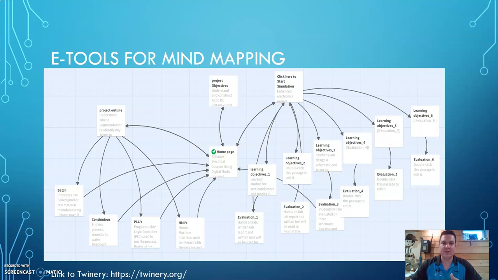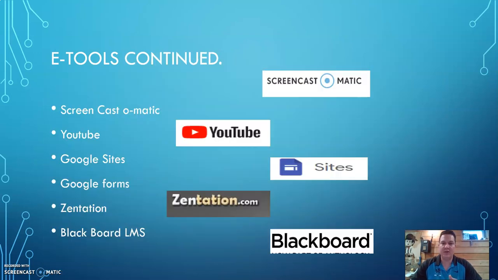One of the e-tools that I use, and there are going to be several that I'm going to talk about, is Twine, a great e-tool that I used for mind mapping. This helped me basically lay out the entire project, all the coursework, all of the lesson plans and objectives for those lesson plans. So I highly recommend using something similar to this when you're trying to create a project like this as well.